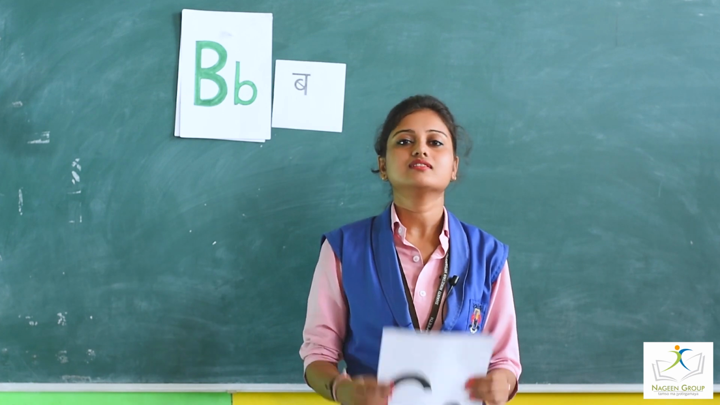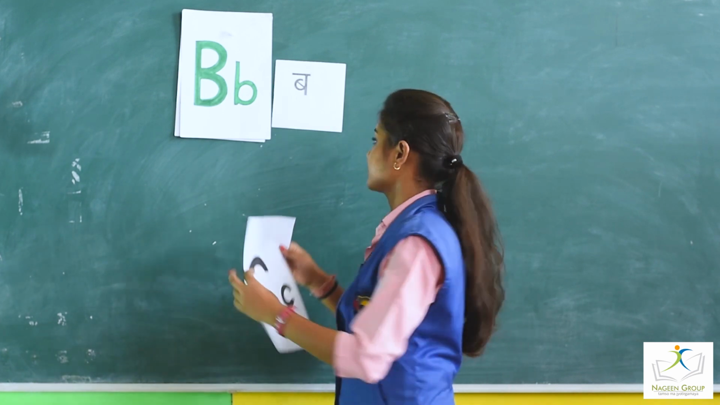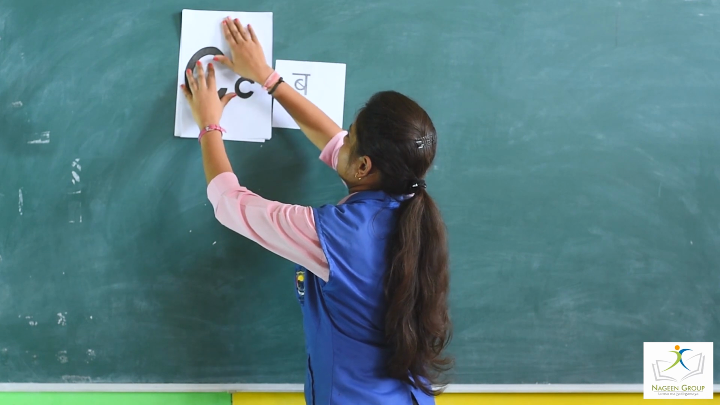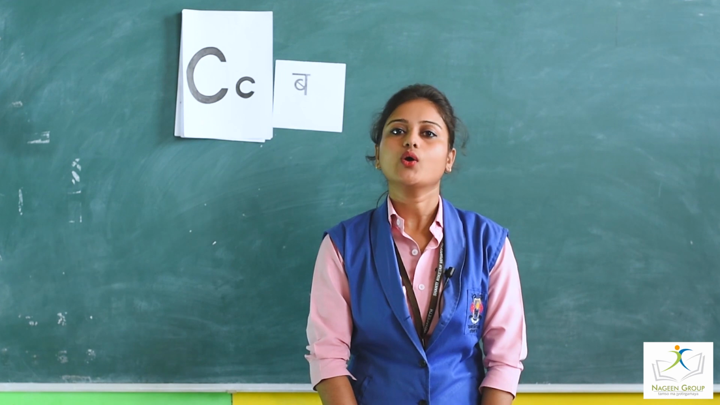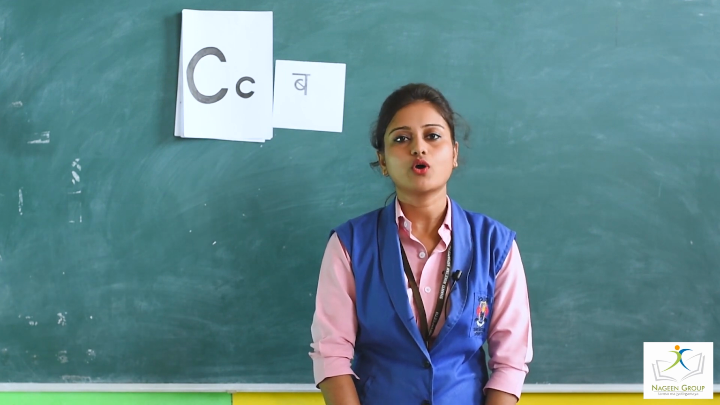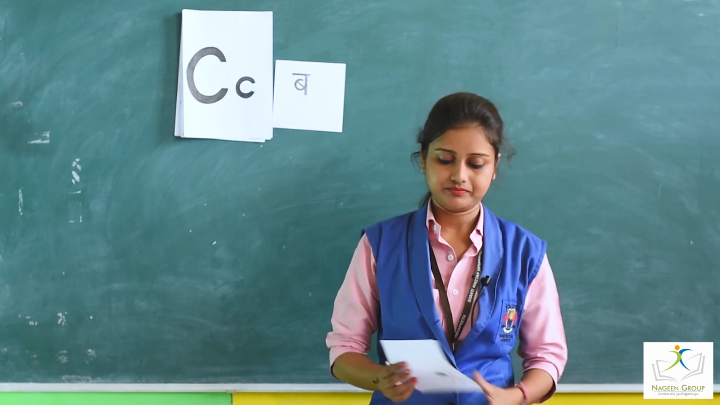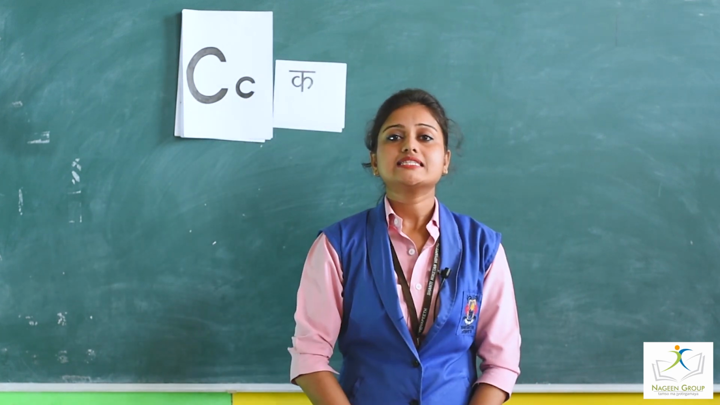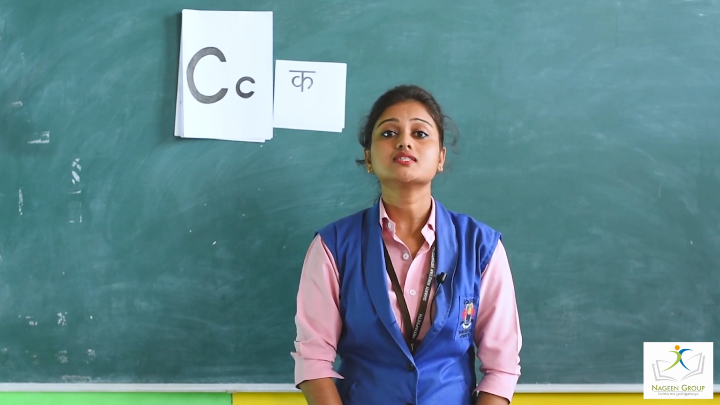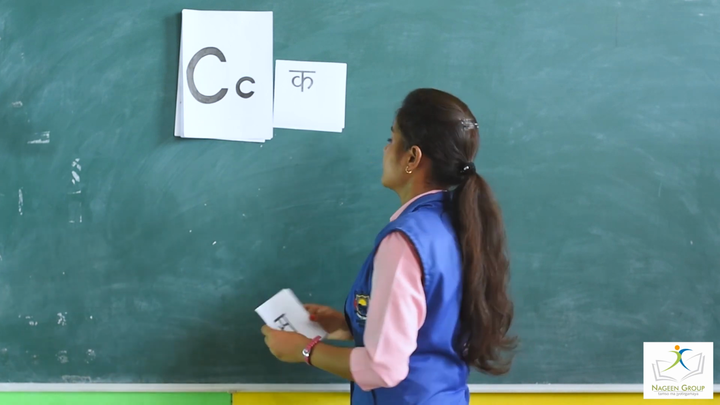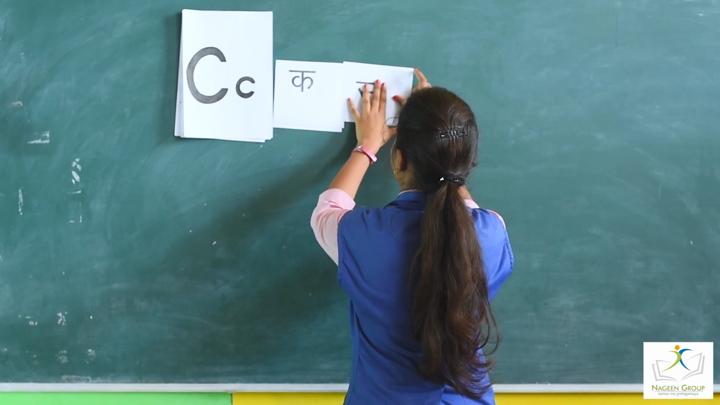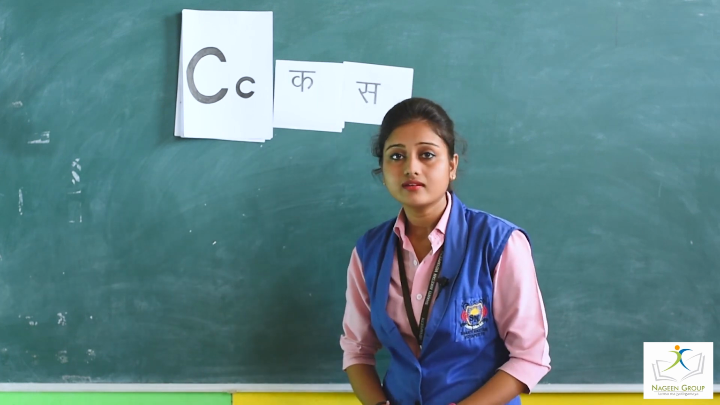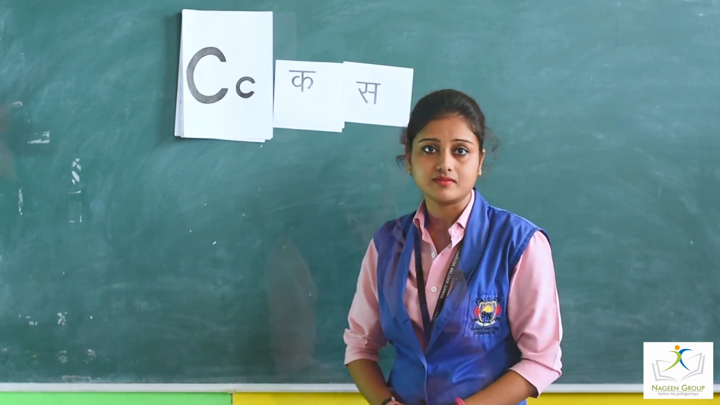Next, I have the letter C. Letter C has two sounds. When C is followed by A, O and U, it has a hard sound of K. When C is followed by E, I or Y, it has a soft sound of S. K as in car and S as in city.